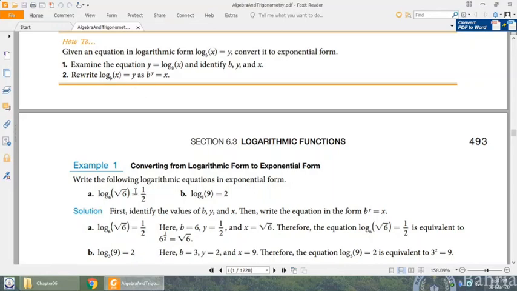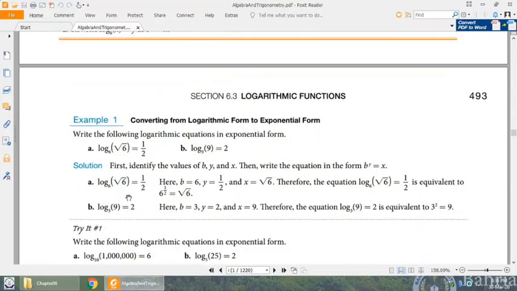So now I have 6 raised to power half equal to 6 under root, which is 6 raised to power half. So now you should know that if the bases on either side, the left hand side and the right hand side, are the same, then the exponent would be the same. So in this case, 6 raised to power half is equal to 6 raised to power half.